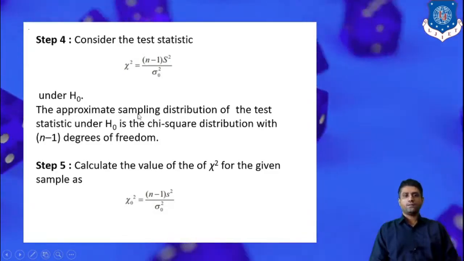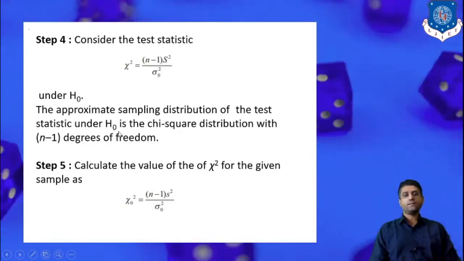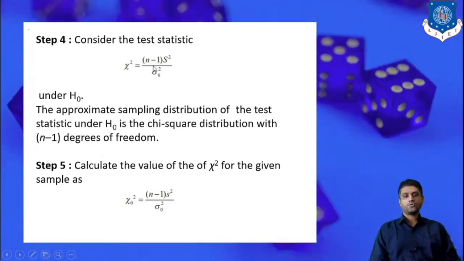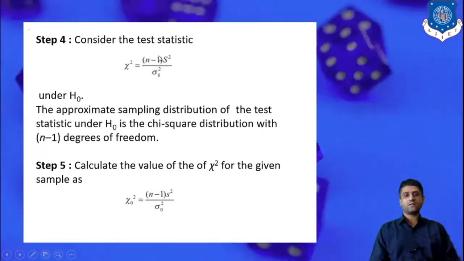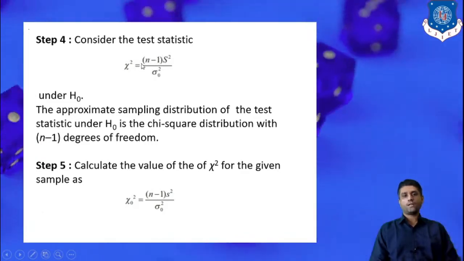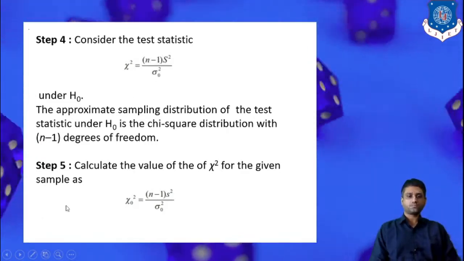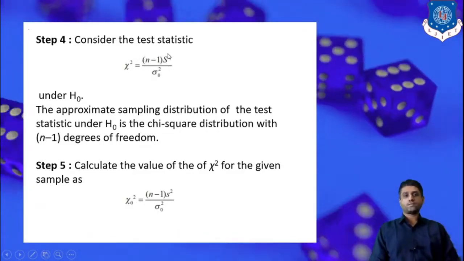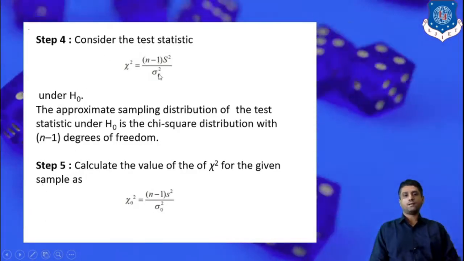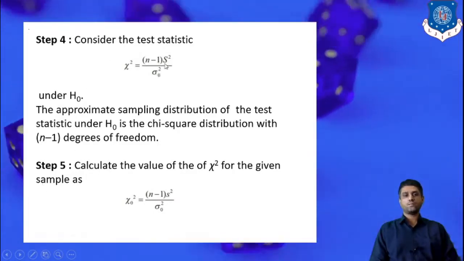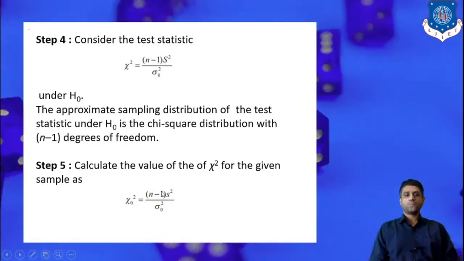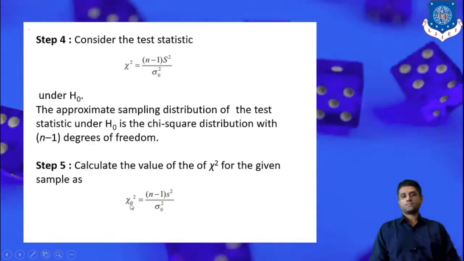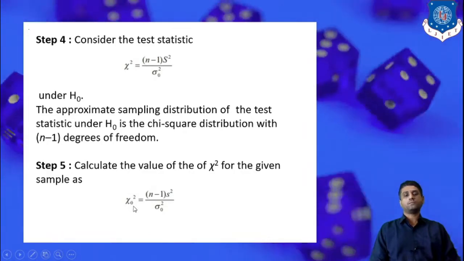The approximate sampling distribution of the test statistic under the null hypothesis is the chi-square distribution with n minus 1 degrees of freedom. So in this chi-square distribution, the degrees of freedom are n minus 1. Now step number 5. In step number 4 we identified the chi-square statistic. In step 5, we gather the information: the variance sigma square and the standard deviation. Then we plug in each and every value and obtain the chi-square value, that is chi naught square, the observed chi-square value.